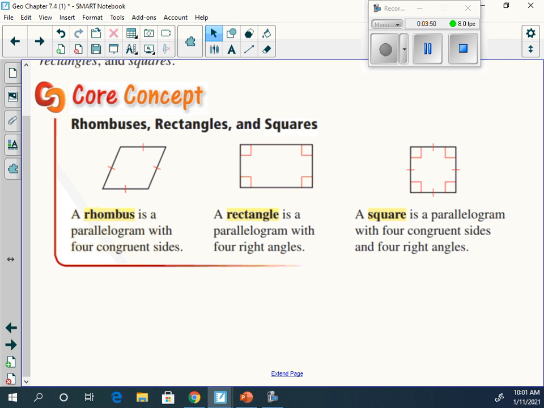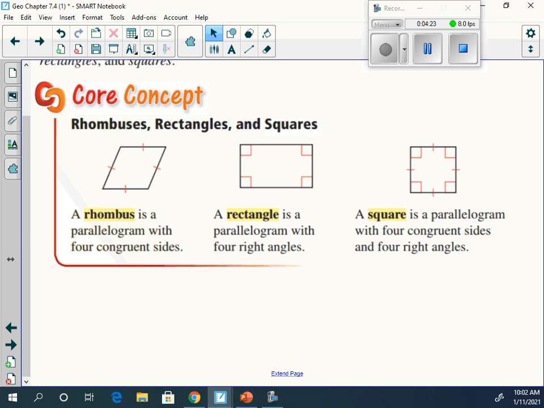Now, can a square be a rectangle? Can we classify a square as a rectangle? Well, what's a rectangle? Four right angles. Does a square have four right angles? So a square can be a rectangle, but is a rectangle a square? No, not always, because the only time a rectangle would be a square is if it has four right angles and four congruent sides. Are y'all starting to see this here?